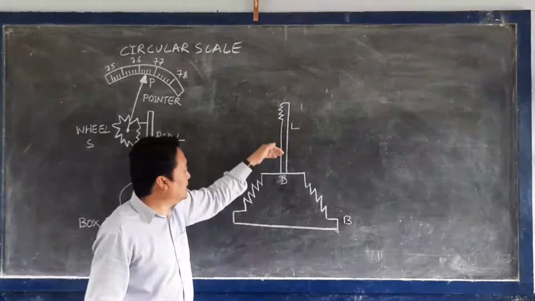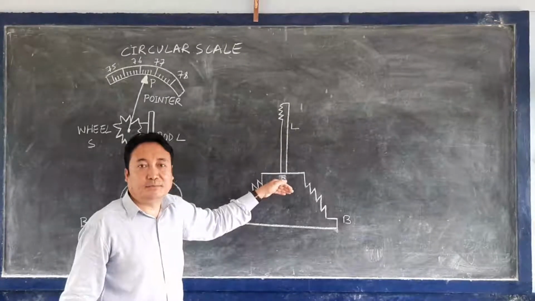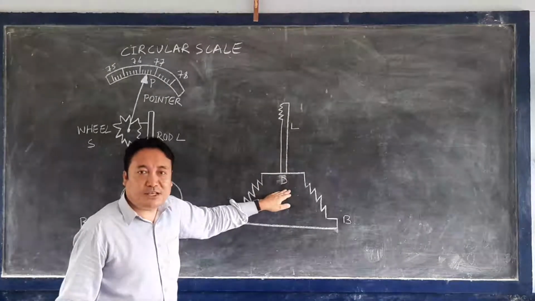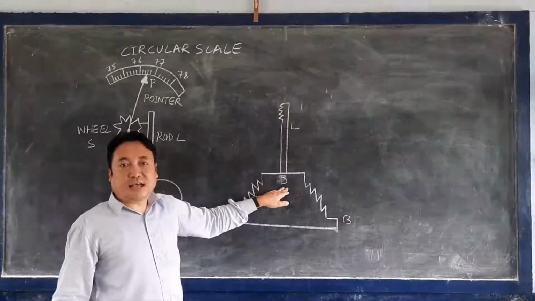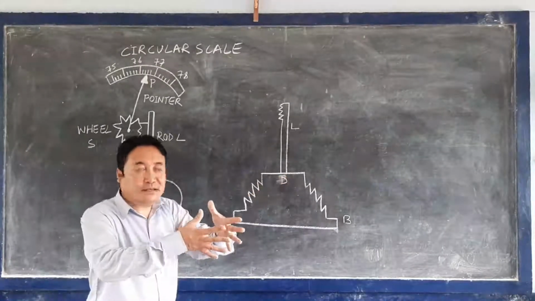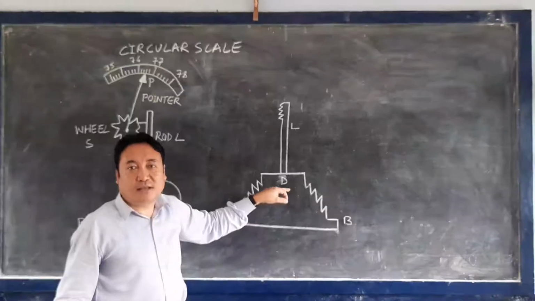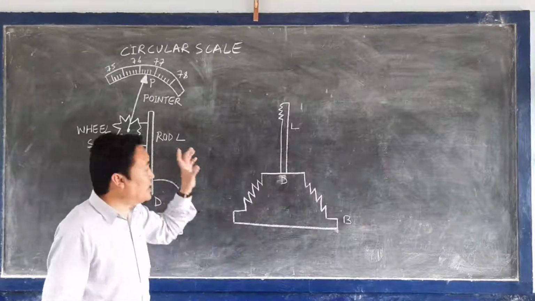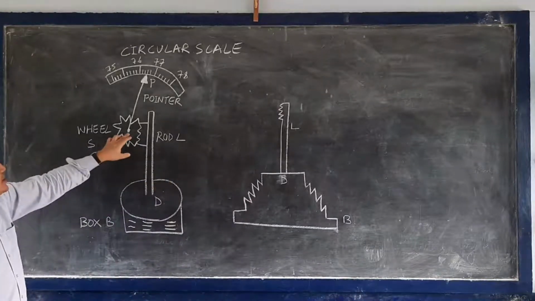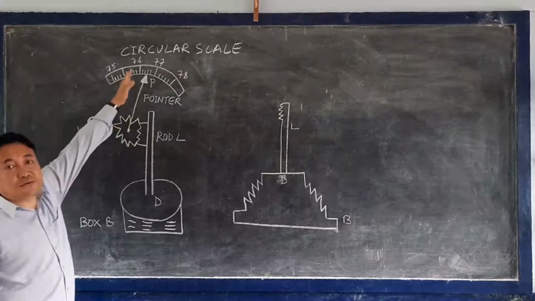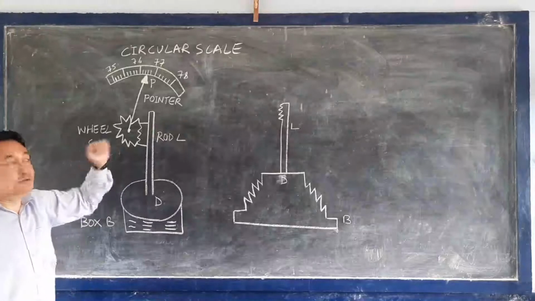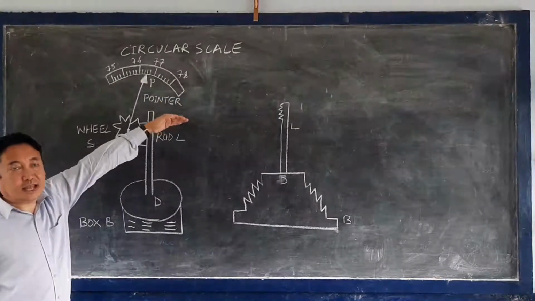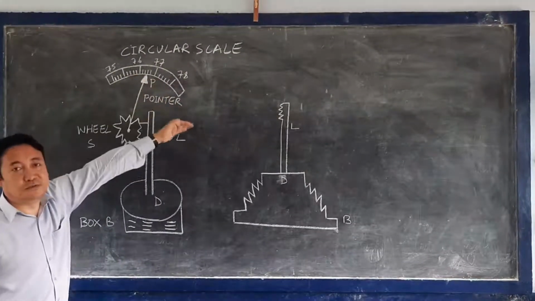That means this rod will go down. It gets depressed. That means when the atmospheric pressure increases, the diaphragm D presses, and the rod L will get depressed. They will go down. And therefore, what will happen when it goes down? This pointer will move towards the right, that means in a clockwise direction the pointer will move.